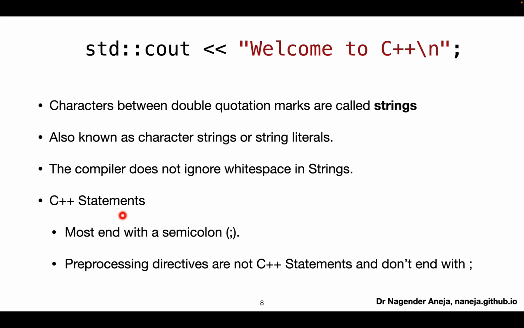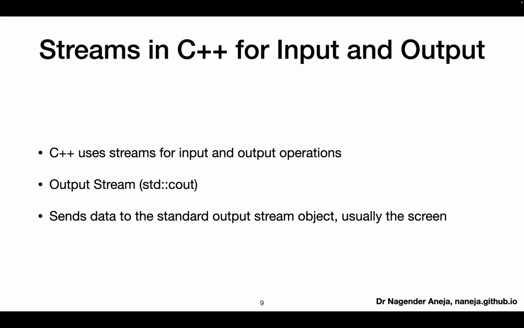Every C++ statement must end with a semicolon. So here we have a semicolon. Preprocessing directives are actually not C++ statements. These are directions for the preprocessor to replace the command with the contents of iostream. So we should not be adding a semicolon after the preprocessing directive.